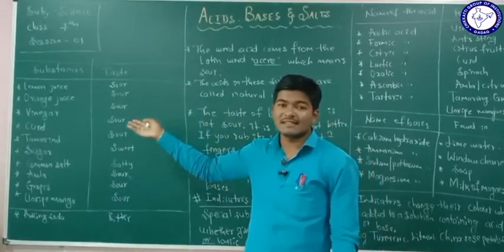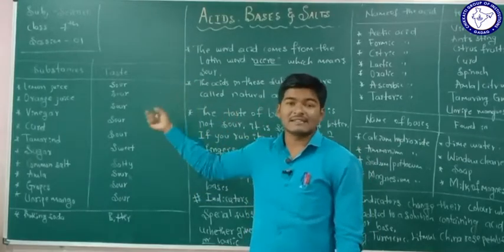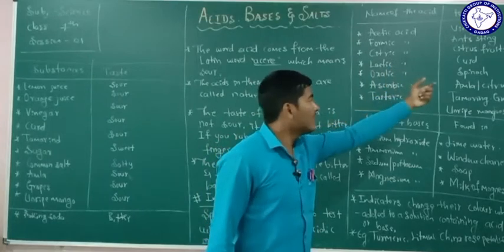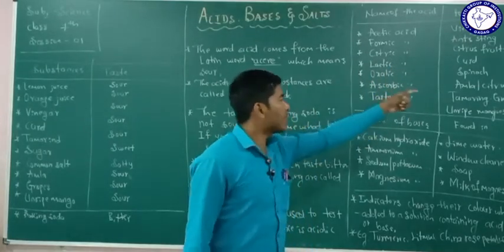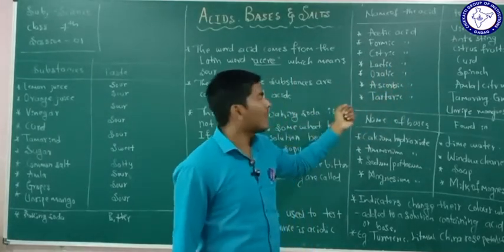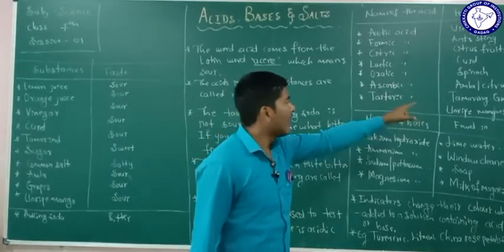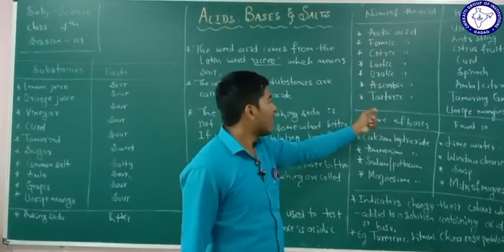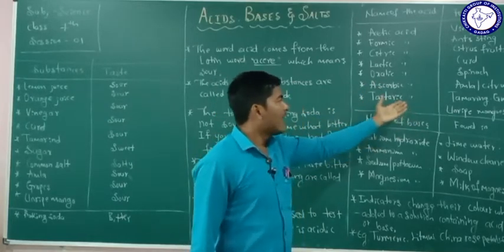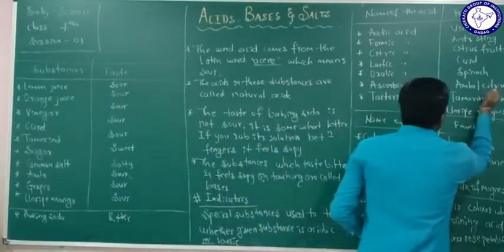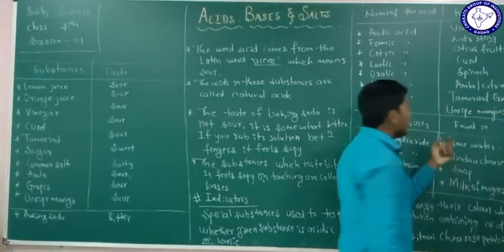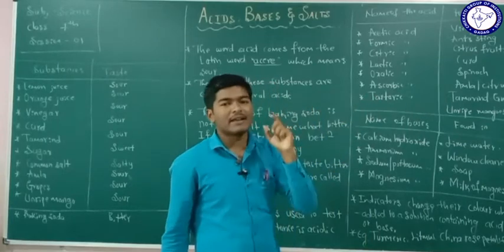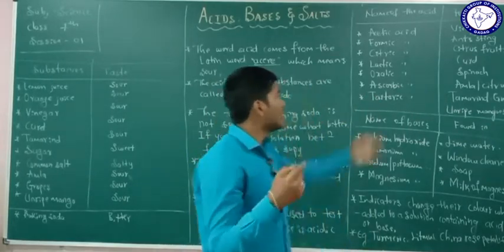Because it contains acid. So what are the acids contained in these substances? The curd contains lactic acid, the spinach contains oxalic acid, the amla and the citrus fruits contain ascorbic acid, and the tamarind and the grapes and unripe mangoes contain tartaric acid. You have to remember this, because in your examination one question should be asked on this.